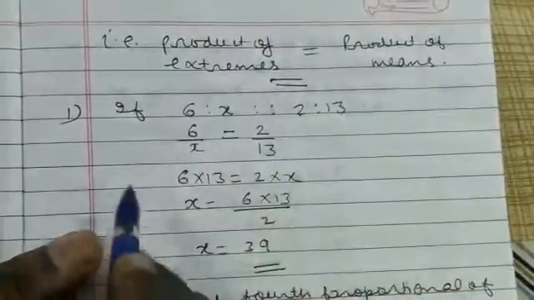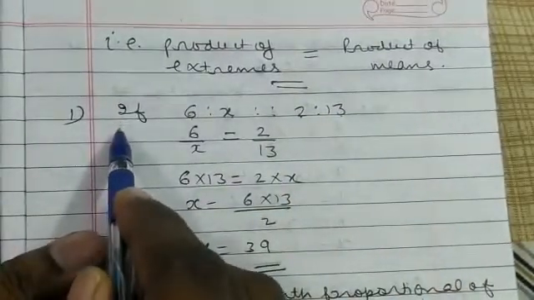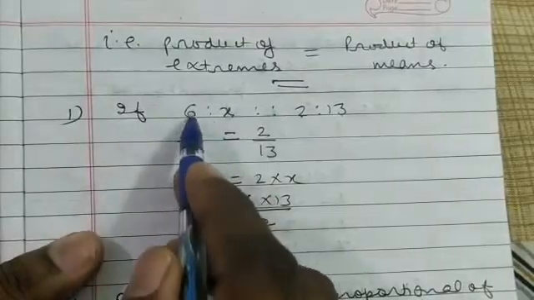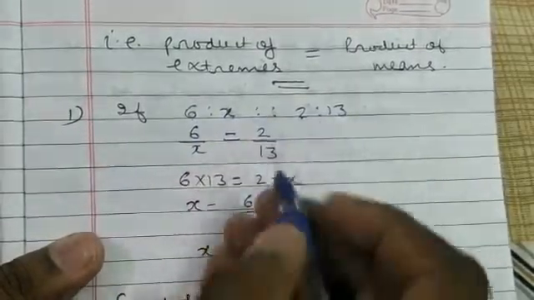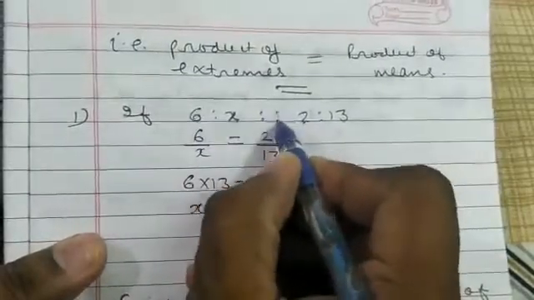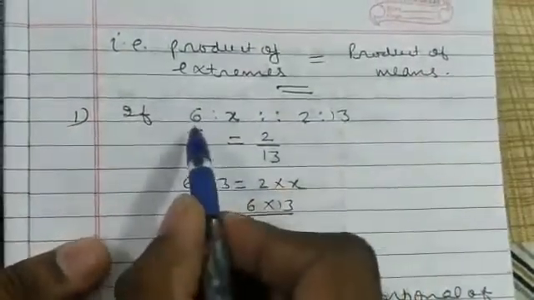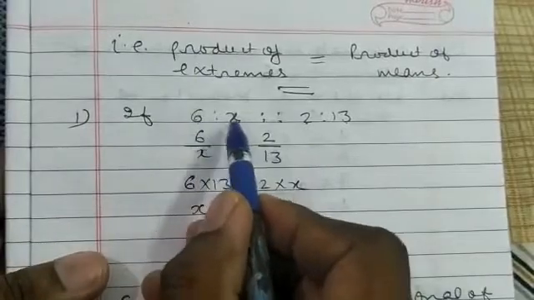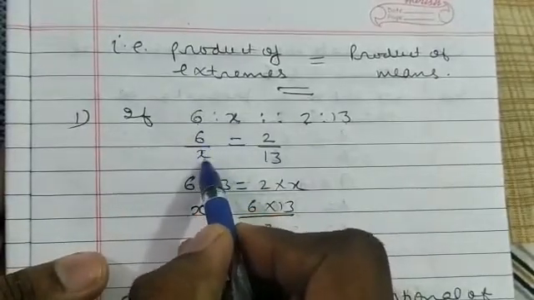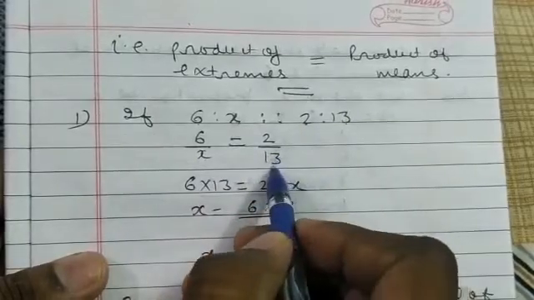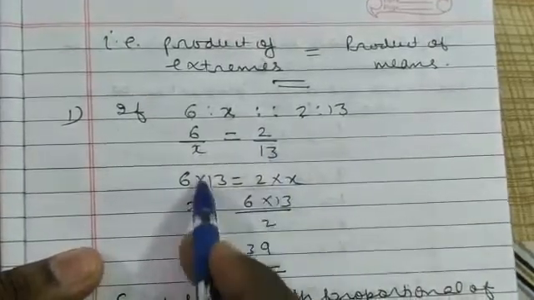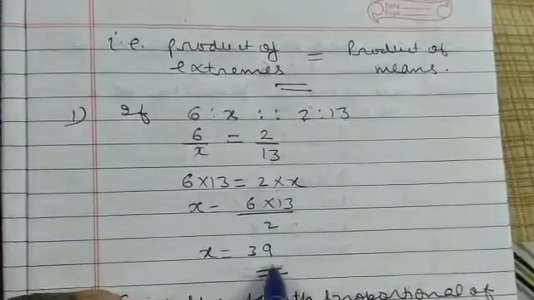Okay, now I am giving you this question. If a question is of this type, 6 is to x such as 2 is to 13, where this sign represents proportion, then how will you represent it? You can write it as 6 upon x equals 2 upon 13. By cross multiplying you can solve for x, and you will get 39.